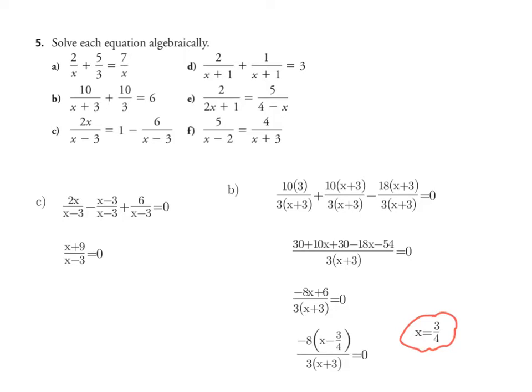And when does that equal 0? When x is negative 9. Just make sure that at the bottom, negative 9 minus 3, that's negative 12. That doesn't equal 0. Okay, we're safe. It doesn't equal 0. So the answer is x is negative 9.